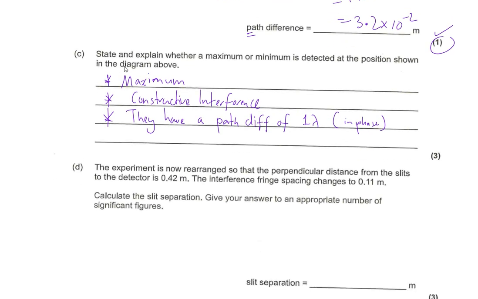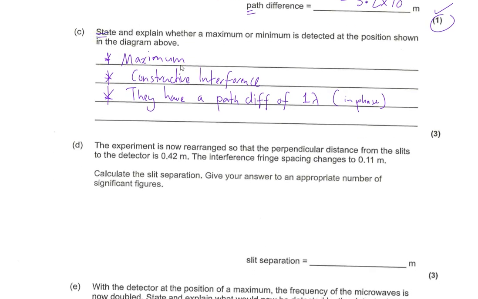Okay, first of all, you need to state that it is a maximum. Why is it a maximum? If it's a maximum, it means that we are getting constructive interference. Now, why are we getting constructive interference? Because of the path difference.